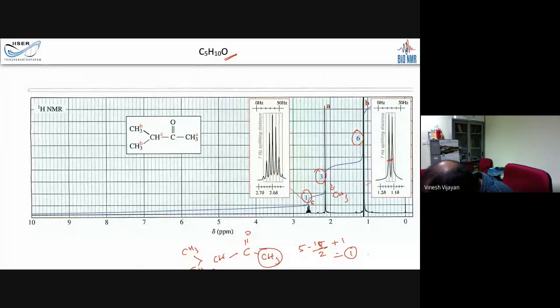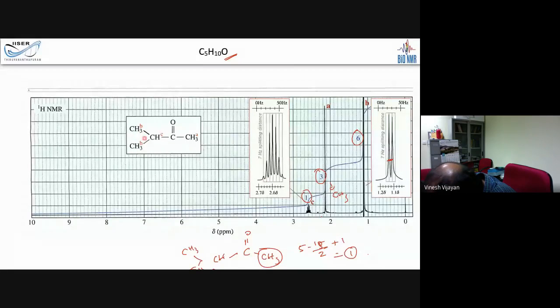1, 2, 3, 4, 5, 6, 7 peaks. The intensity ratio, you have to do the Pascal's triangle to find the intensity ratio. Now, normally you don't get this. These lines are very close to noise. Now, this hydrogen will be split to 7.